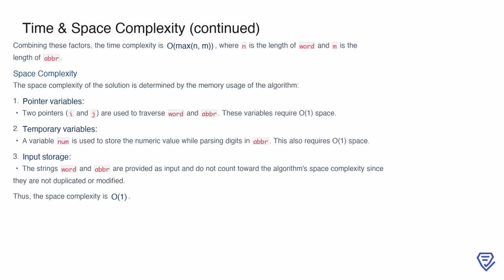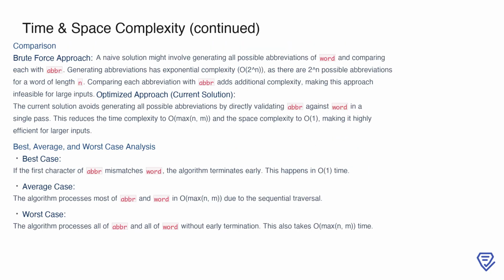Additionally, there's a temporary variable number used to store numeric values when parsing digits in ABBR, which also consumes O(1) space. Since the input strings word and ABBR are provided and neither duplicated nor modified, they don't add to the space complexity. Thus, the space complexity of the solution is O(1), as no additional memory usage scales with the size of the inputs. To understand the efficiency gains of this approach, let's compare it to a brute force solution.